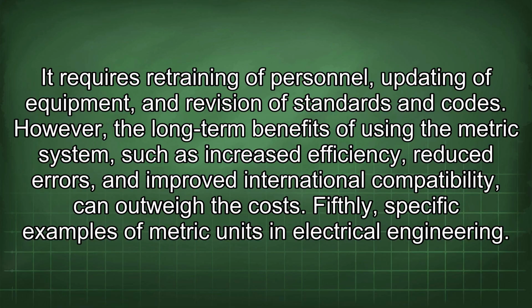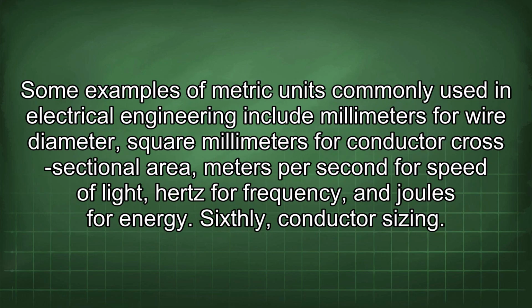However, the long-term benefits of using the metric system, such as increased efficiency, reduced errors, and improved international compatibility, can outweigh the costs. Fifthly, specific examples of metric units in electrical engineering. Some examples of metric units commonly used in electrical engineering include millimeters for wire diameter, square millimeters for conductor cross-sectional area, meters per second for speed of light, hertz for frequency, and joules for energy.